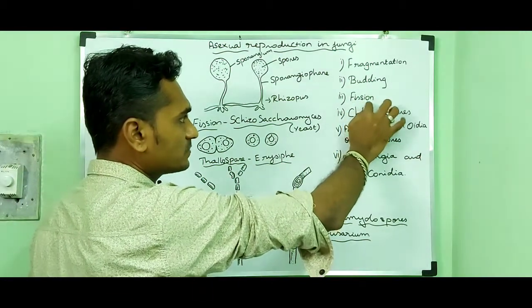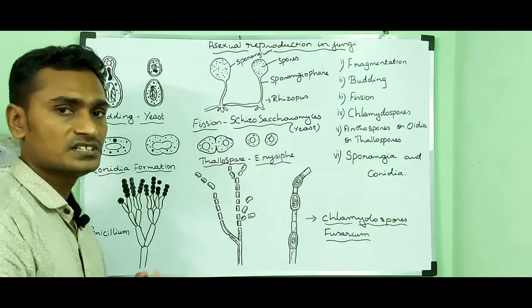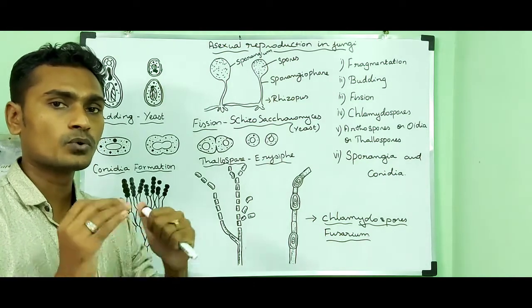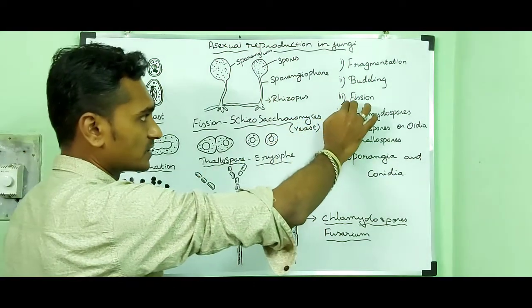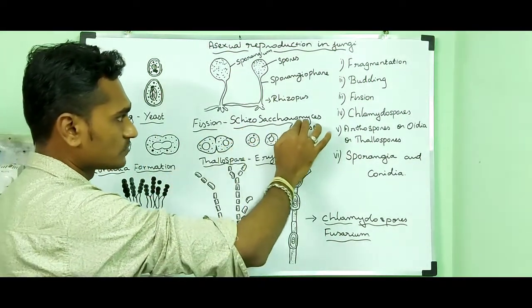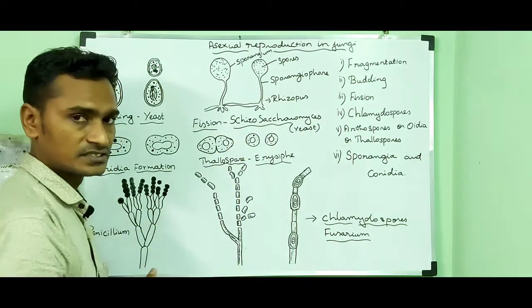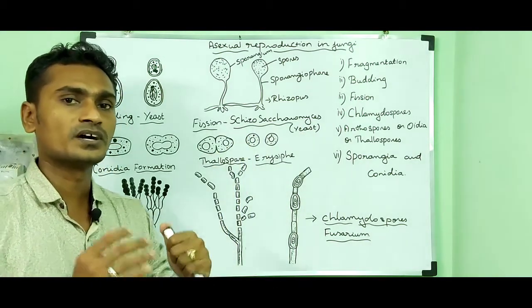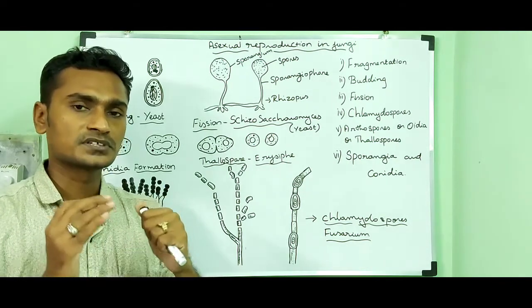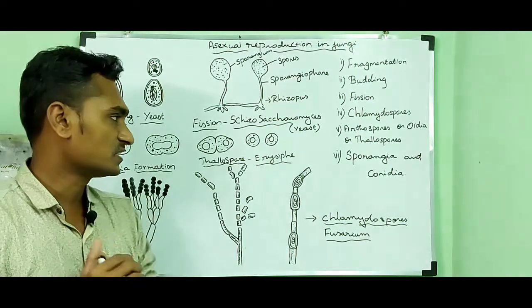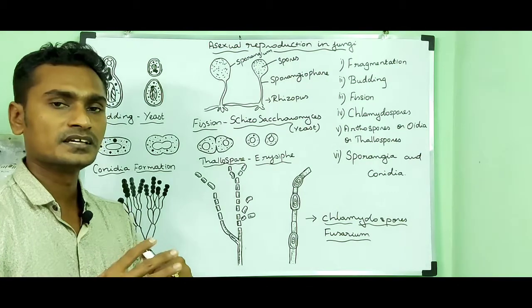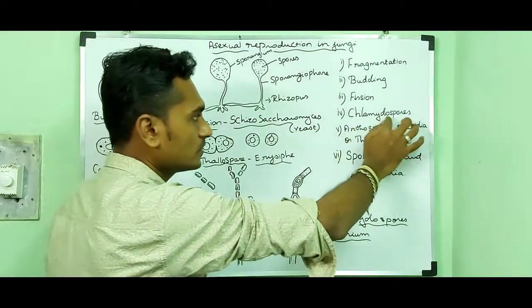Then the next method is called fission. Fission is a characteristic feature of bacteria. In fungi, only one fungus is reproduced by this method, and that fungus is called Schizosaccharomyces or fission yeast. Fission means the fungal cell can divide into two equal daughter cells, and that process is called binary fission or fission. Example, fission yeast or Schizosaccharomyces.